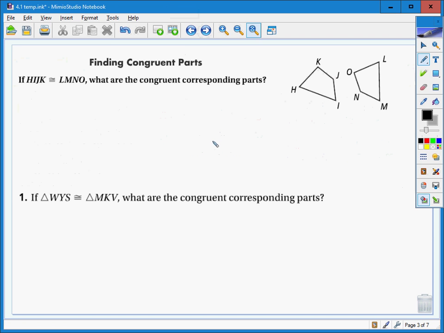So, again, write this statement down. You do not need the picture. We're going to do this one together. I'm going to have you do the second one here on your own. So all you need to write down is HIJK is congruent to LMNO. And we are going to list the corresponding sides. And we're also going to list the corresponding angles.